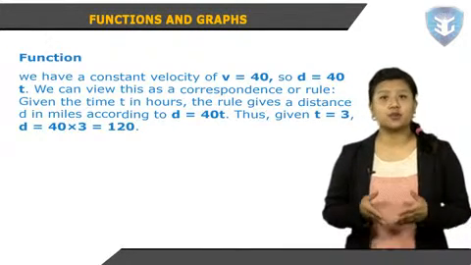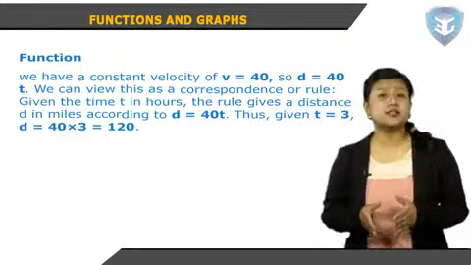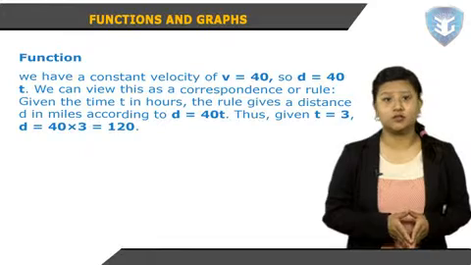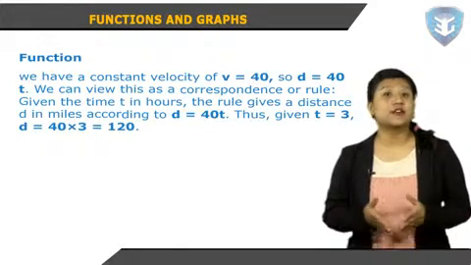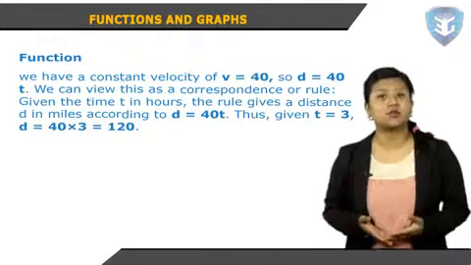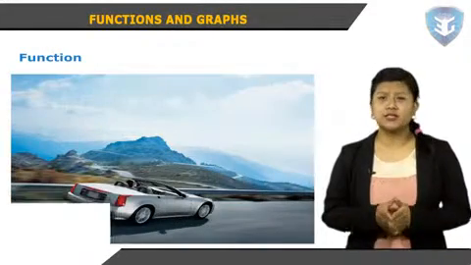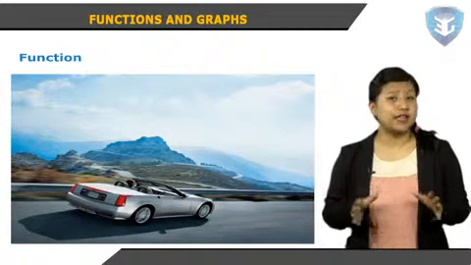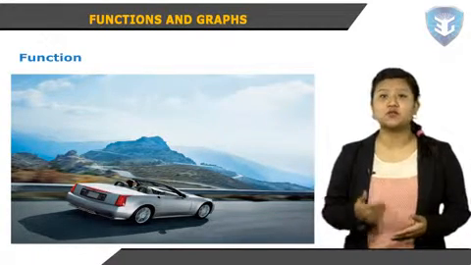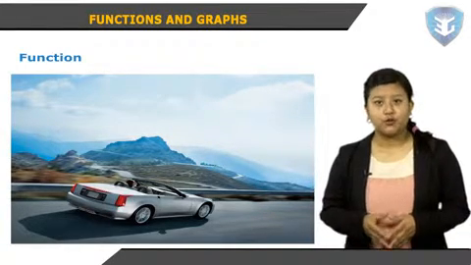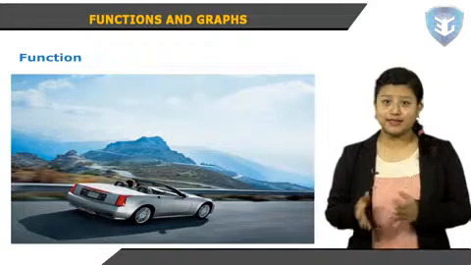We can view this as a correspondence or rule. Given the time t in hours, the rule gives a distance of d in miles according to d = 40t. Thus, given t = 3, d = 40 × 3, which is equal to 120. Notice carefully how this rule is unambiguous. That is, given any time t, the rule specifies one and only one distance d. This rule is therefore a function. The correspondence is between time and distance.